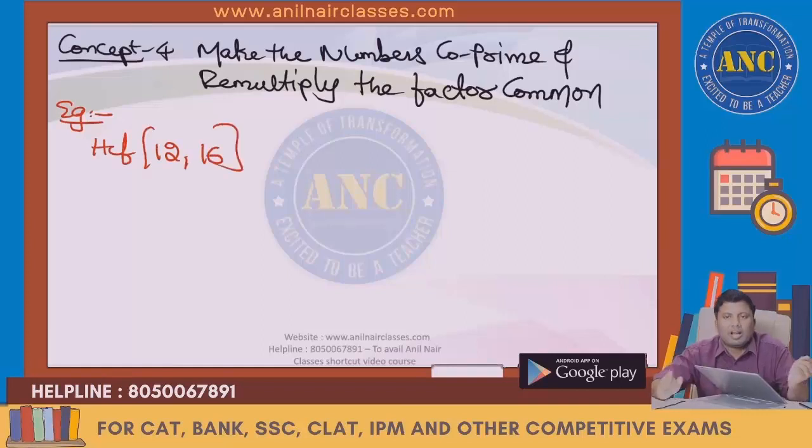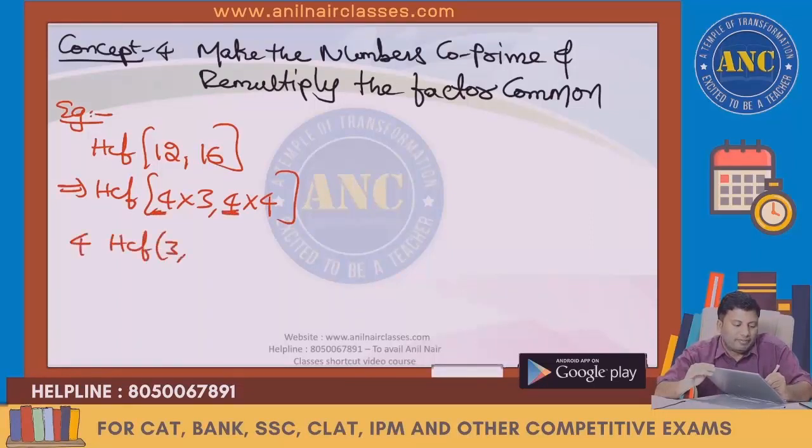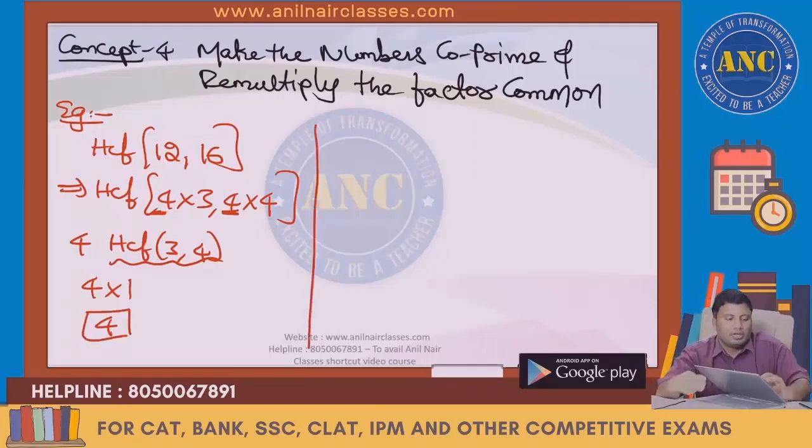HCF of 12 comma 16. 12 and 16 are not co-prime. Make them co-prime. 4 into 3, comma 4 into 4. 4 is common. Take out. Remaining is HCF of 3 comma 4. HCF of 3 comma 4 is 1. So 4 ones are 4. Answer is nothing but 4.